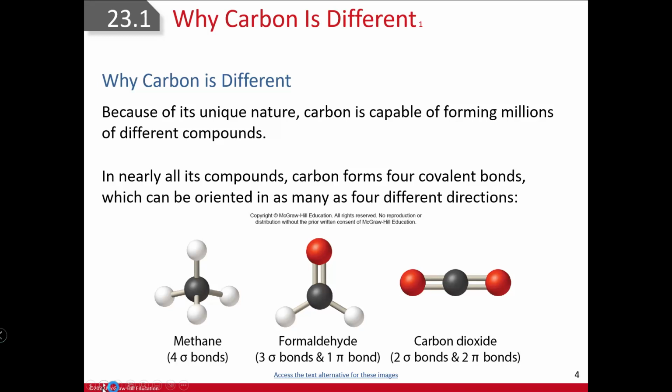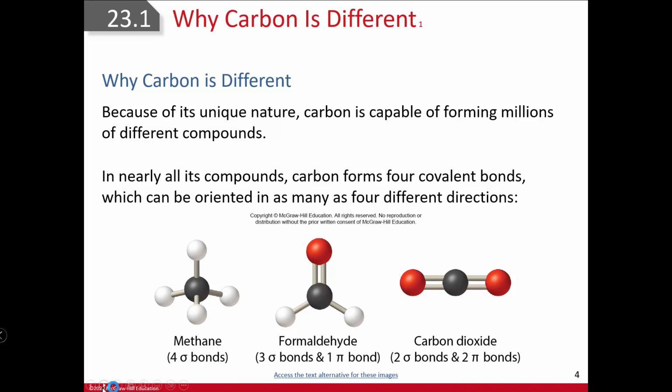Pi bonds are bonds that are off axis. They are not on the primary axis, but above and below the primary axis. There's a cloud of electrons that are above the nuclei or below the nuclei or to the side of the nuclei. They're not in the direct path of the nuclei. So we can see there are different orientations here.